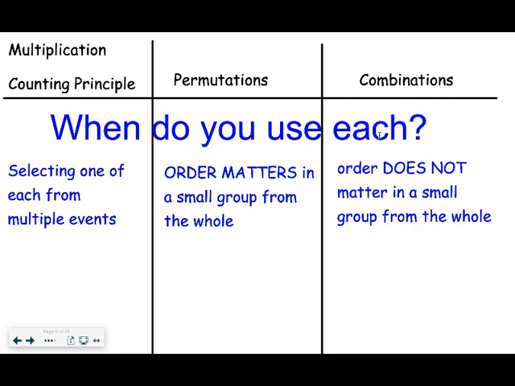When do you use each? For the multiplication counting principle, you use it when you're selecting one of each from multiple events that are happening. Permutation you use when the order matters, when you're taking a small group from the whole larger group. And combinations is when the order does not matter, when you're taking a small group from a whole larger group.